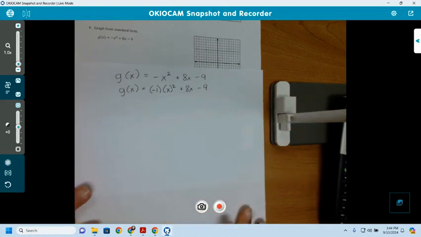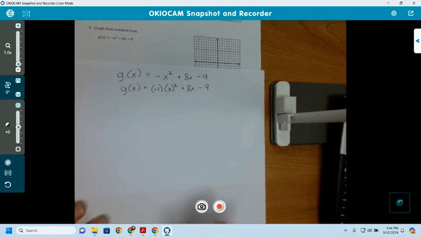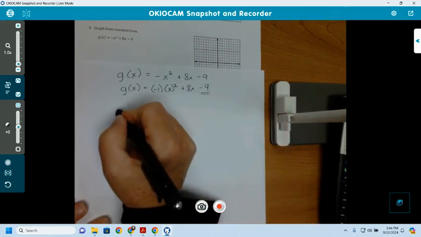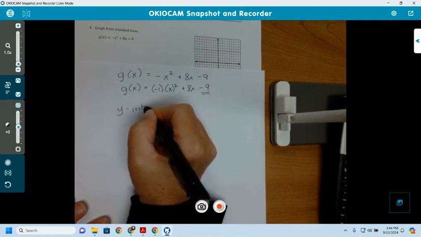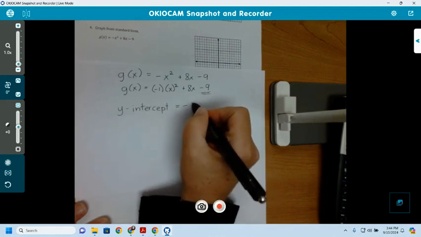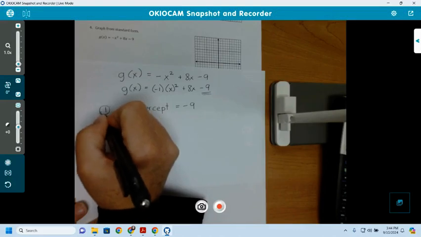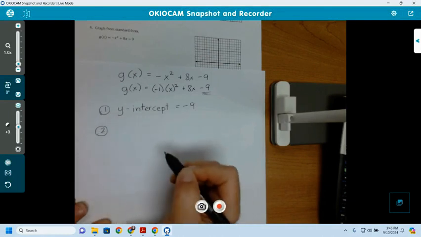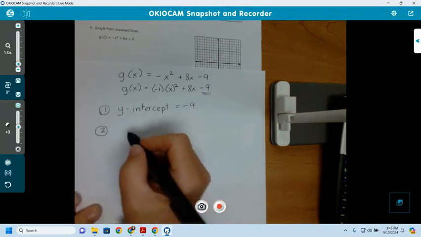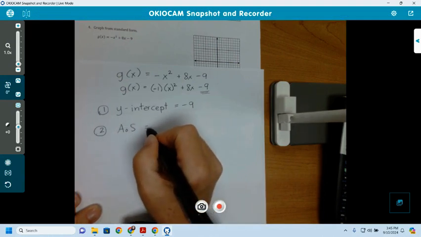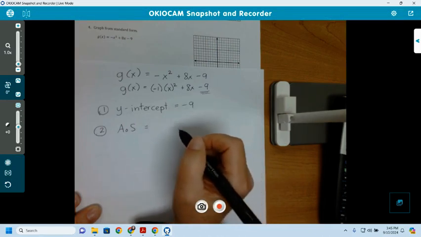Okay, from the standard form, what is the first thing that we can easily find in the standard form? This value right here, the y-intercept. Easy peasy. The y-intercept equals negative 9. That's step number 1. Step number 2, the next easy thing to find is the axis of symmetry, which is equal to, what is that equation? Think about that for a moment.